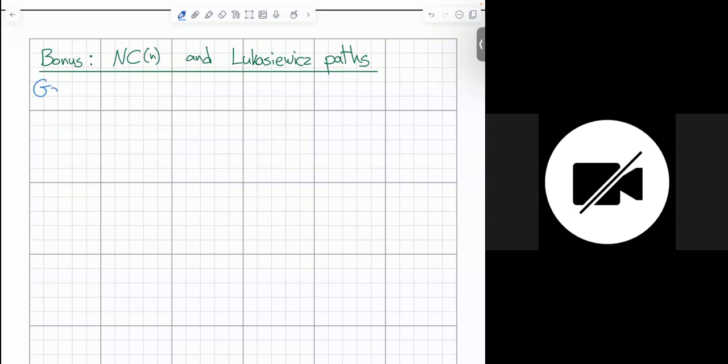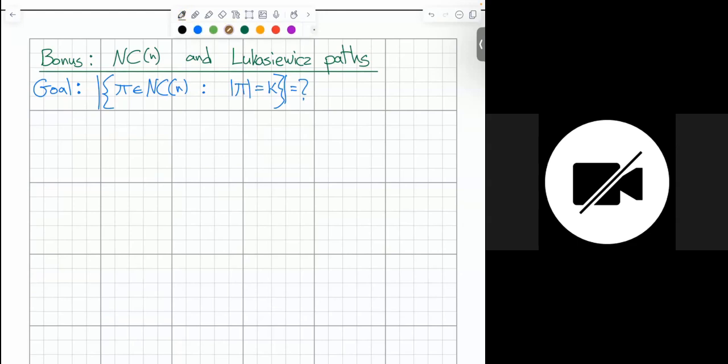Our main goal in this video is going to be counting the size of the following set: the non-crossing partitions of n elements, such that the number of parts, the size of the partition, is k. K is some number which is at most n. And we care about what's the size of this set.